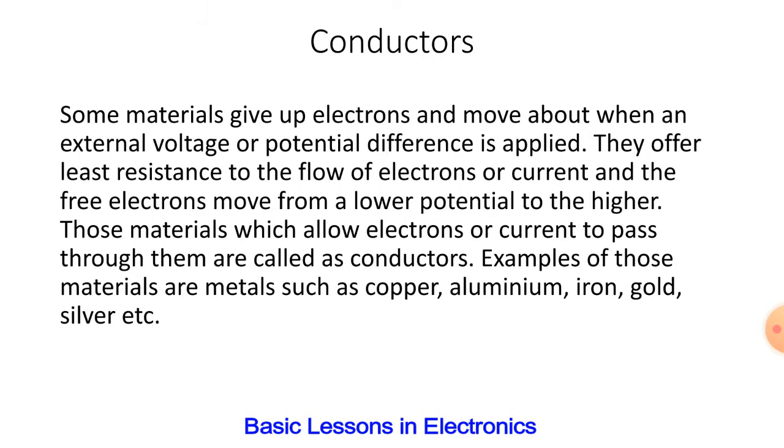Conductors. Some materials give up electrons and move about when an external voltage or potential difference is applied. They offer least resistance to the flow of electrons or current, and the free electrons move from a lower potential to the higher. Those materials which allow electrons or current to pass through them are called conductors. Examples of those materials are metals such as copper, aluminum, iron, gold, silver, etc.